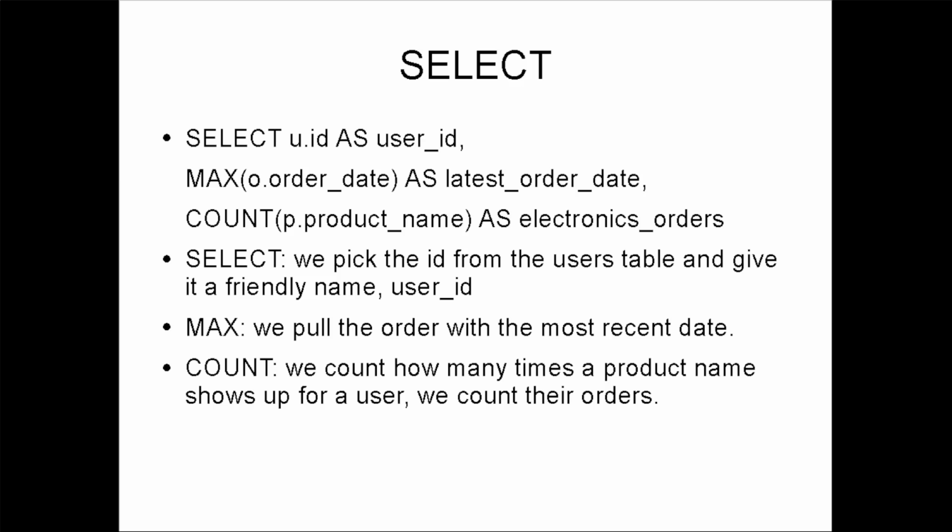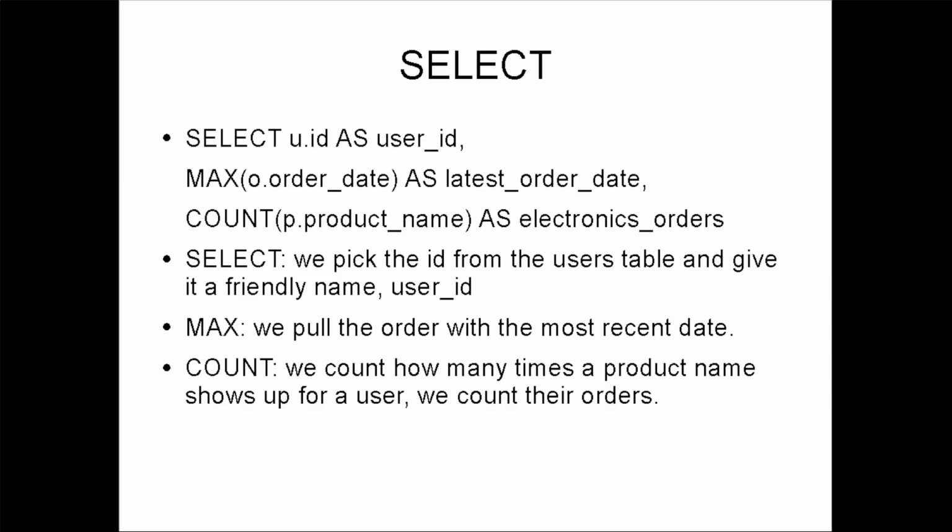Select. This line picks out the ID column from the users table and gives it a friendly label, user_id, in the final result. Since we are grouping by this later, it is the anchor that ties everything to a specific person.